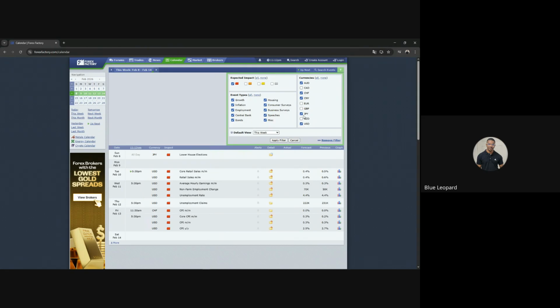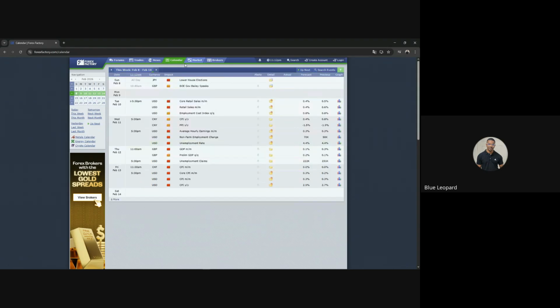I'm going to take dollar, JPY, GBP, Euro, CHF. I can remove AUD if I want, but let me take all of them. Okay, and apply filter. I will choose only the red folders because these are the ones that will impact the market. But sometimes these will impact too, so I'm just showing you the whole thing. Okay, I will apply. Now you have red folders and these orange folders.